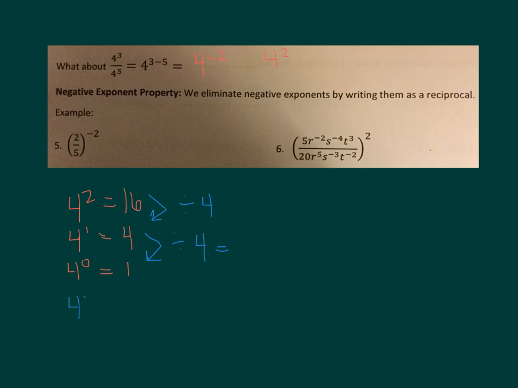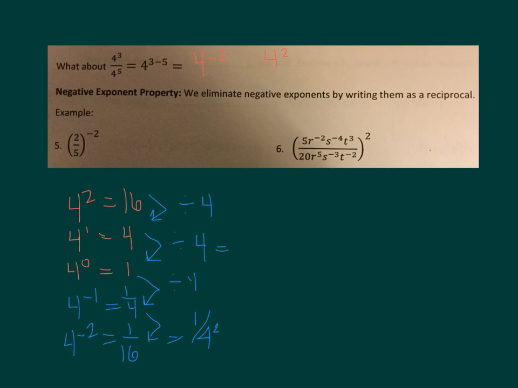So what do you think 4 to the negative 1 power is? Well, 1, if I follow the same pattern, divided by 4 is 1/4, and 4 to the negative 2 power, well, 1/4 divided by 4, dividing by 4 is the same thing as multiplying by a 4th, equals 1 over 16, which is the same thing as 1 over 4 squared.